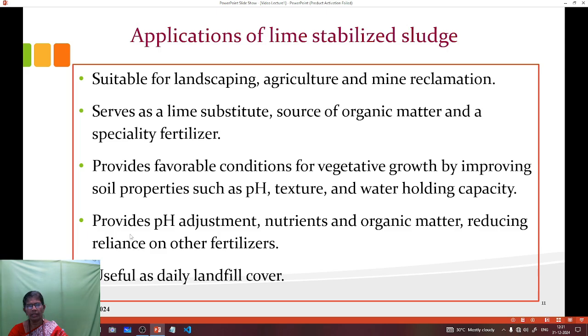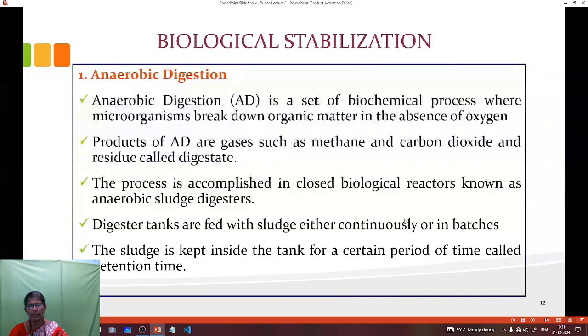It is used for pH adjustment in various places, maybe in soil or water. It contains nutrients and organic matter, so it can replace fertilizers, and it can also be used as cover in landfills.